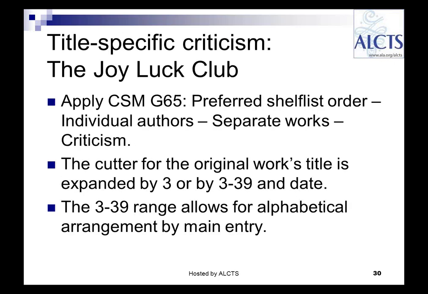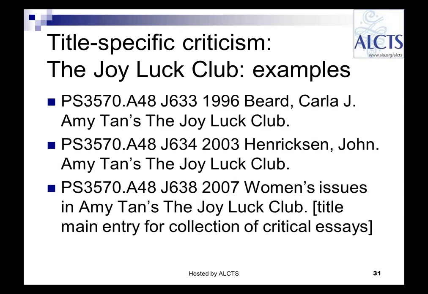So now I'm going to apply CSM G65, the Classification and Shelf Listing Manual, section G65, which is preferred shelf list order, individual authors, separate works, criticism. And the instructions here are that the cutter for the original work's title is expanded by 3 through 39 and date. Now, LC will typically use the 3 through 39 range, and this allows for alphabetical arrangement by main entry. And again, this is clearer if we look at actual examples.